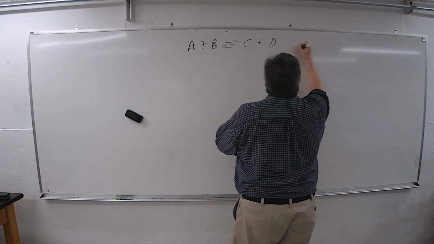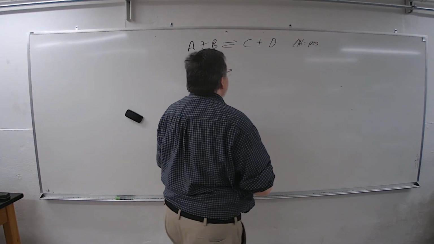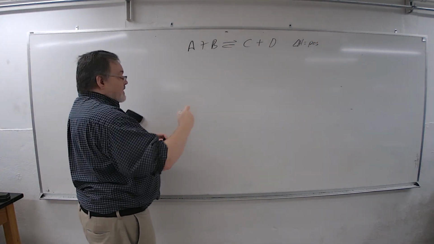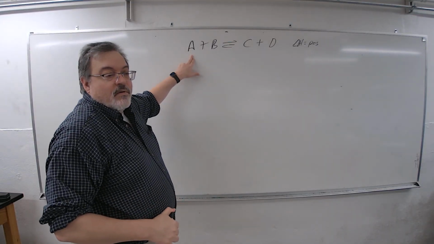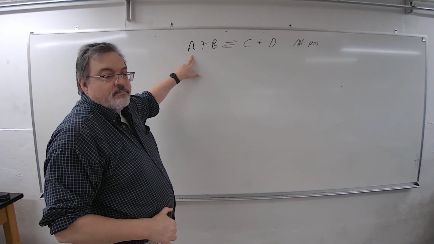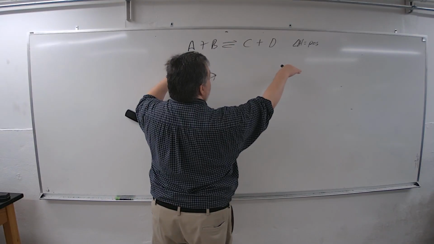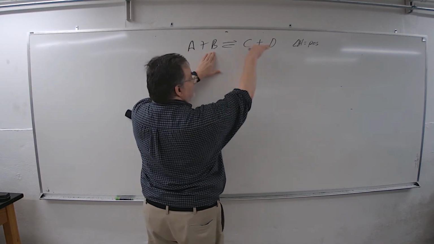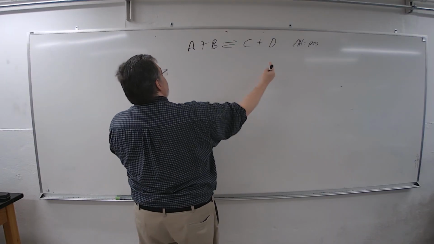You have this, and you have delta H positive. So ignoring that for now, if I increase the concentration of A, which way does it go to get back to equilibrium? If I increase A, it's going to shift this way. If I increase B, it's going to shift this way. So it shifts away. If I remove it, it shifts towards.